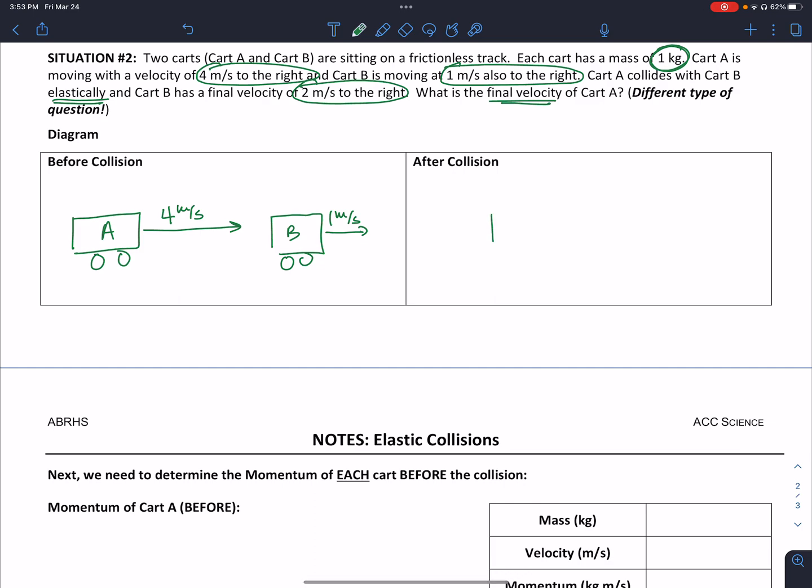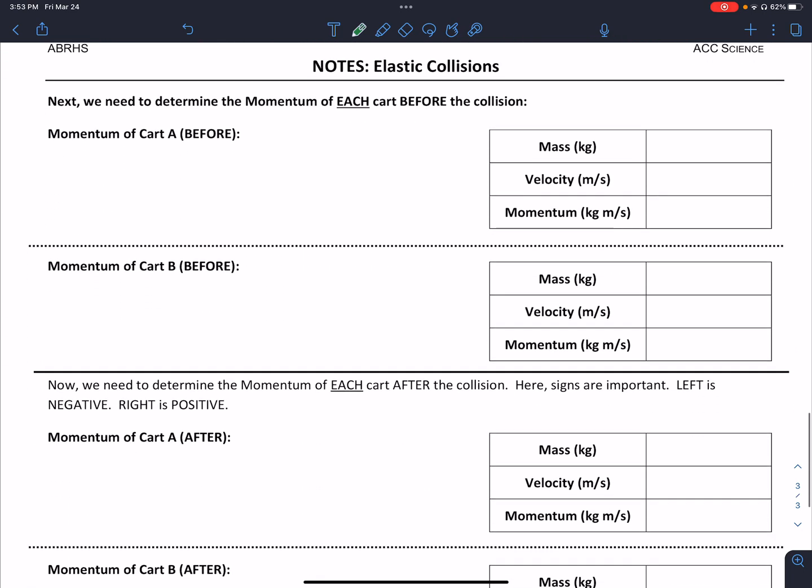Okay, we have cart A after the collision. Now, I don't really know which way it's going because I don't know that final velocity value. So again, I'm going to come back and fix my diagram when I'm finished. Now, I do know that cart B is moving to the right at 2 meters per second. So that I do know. So here's what I have. Now we're going to do our calculations.